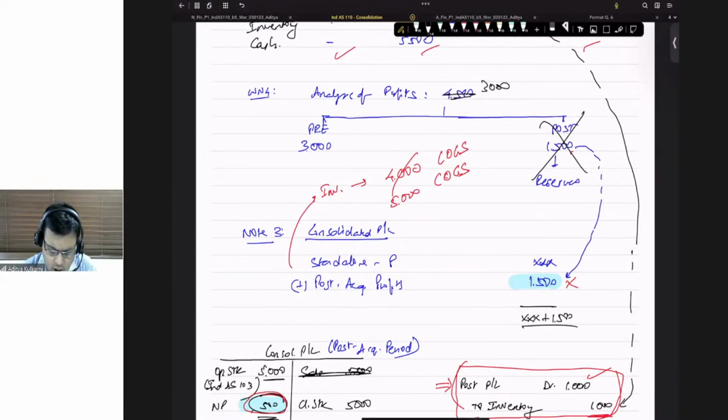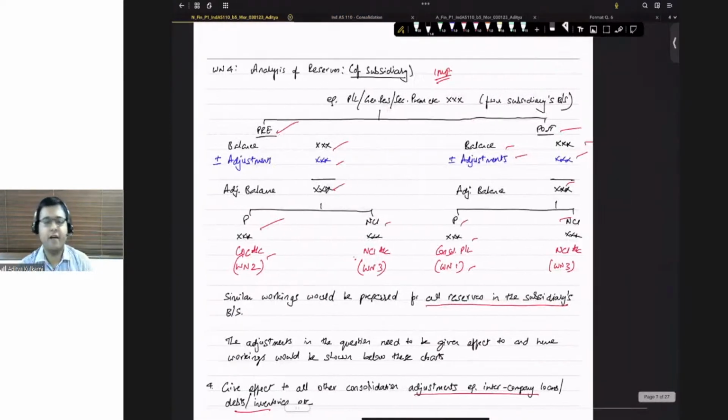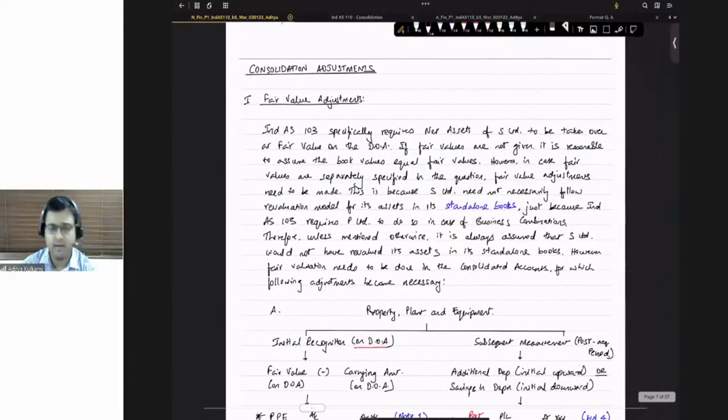Okay, so now let us come to our notes. Fair value adjustments. Whatever we have discussed so far, everything is there. Plus one extra point is there, which I think you will be in a position to understand. Okay, fair value adjustment.